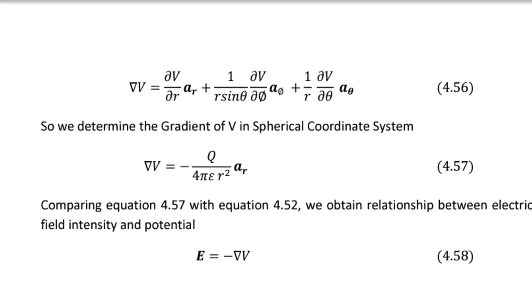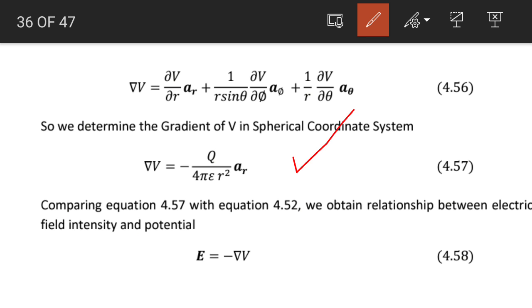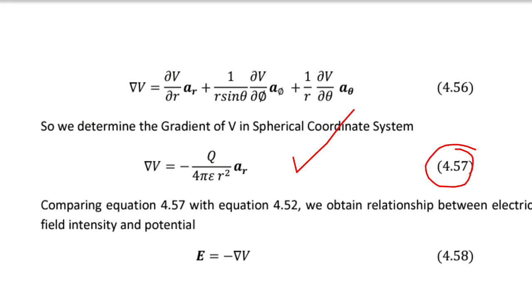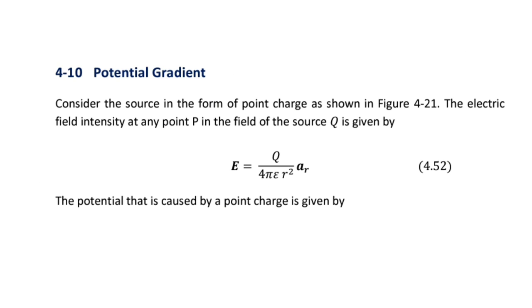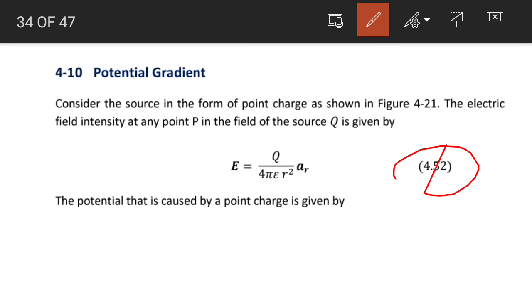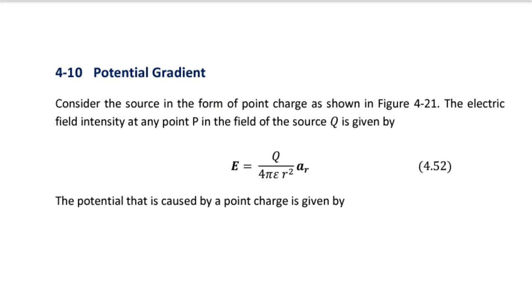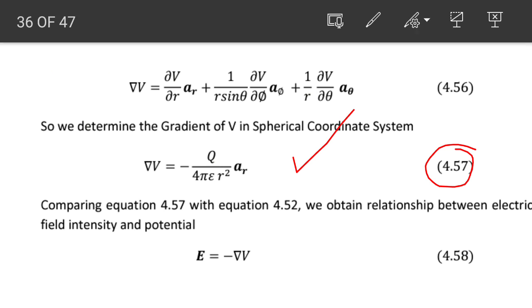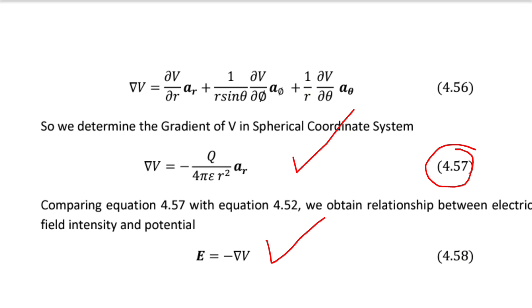We obtain the gradient of the absolute potential, which is ∇V, and ∇V will be equal to minus Q by 4 pi epsilon R square a_R. And if we compare this equation with the equation of the electric field intensity, here is the electric field intensity, you see we develop another relationship. The electric field intensity will be equal to minus ∇V. So if the absolute potential is known, just calculate the gradient of the absolute potential, multiply it by minus 1, and you will get the electric field intensity at the given point.